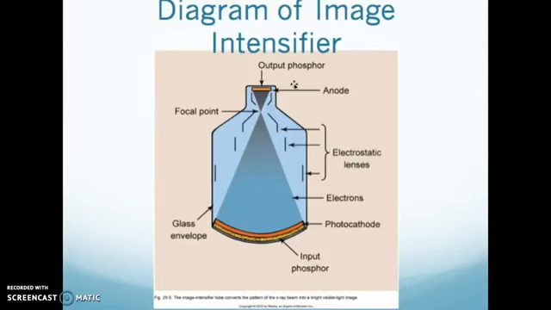Okay, so that's the basics of the image intensifier. I hope all of that helps and makes sense as we move forward.